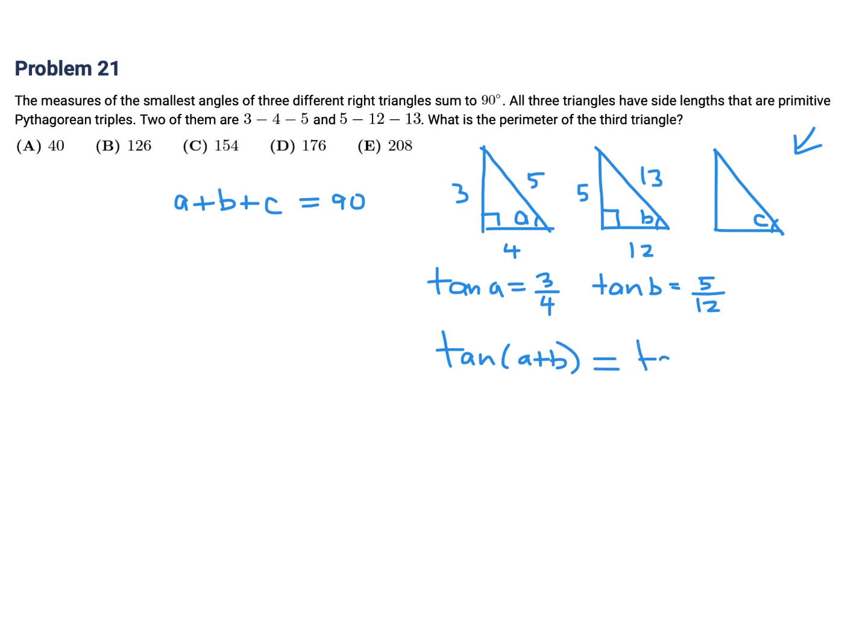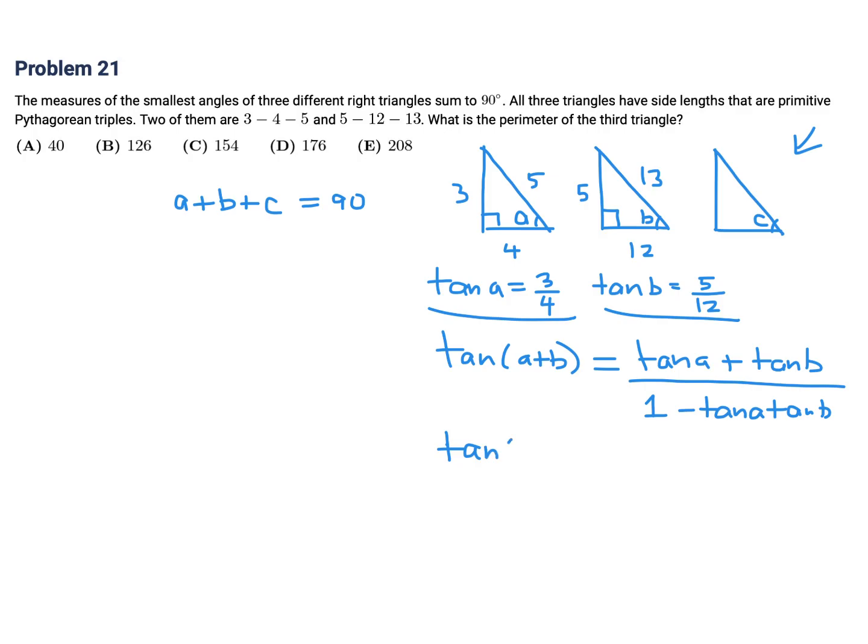Tan of A plus B is the tan of A plus the tan of B over 1 minus the tan of A tan B. Using this, we will put that in. So the tan of A plus B would be the tan of A, which is 3 over 4, plus the tan of B, which is 5 over 12, over 1 minus 3 over 4 times 5 over 12. And when you crunch out these numbers, you get 56 over 33.